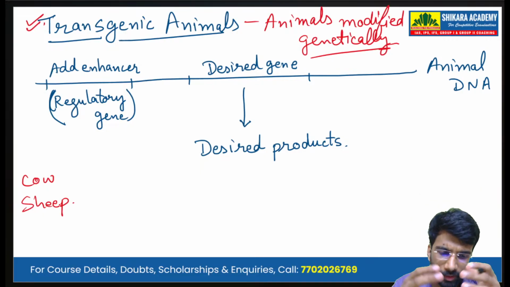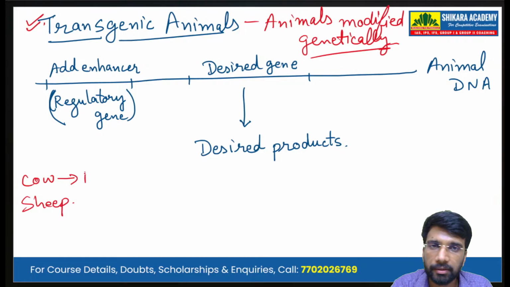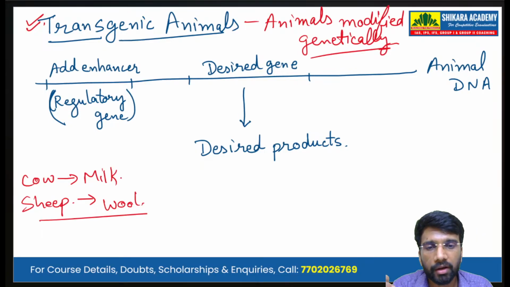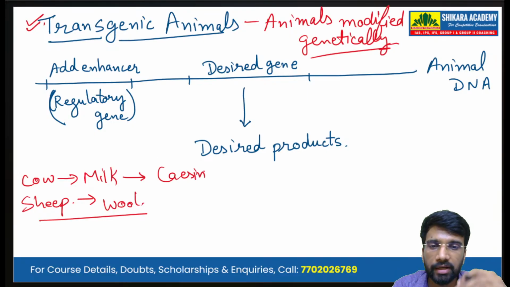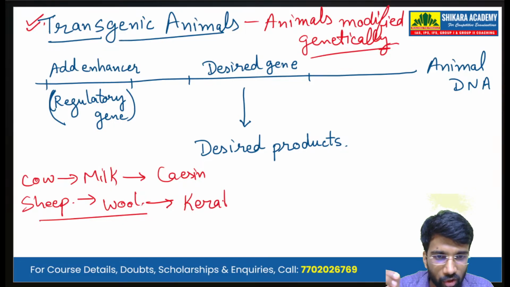From animals, we get certain important products having economic value. Cow gives us milk, sheep gives us wool. Now, in milk, there is a prominent protein known as the casein protein. If the casein protein is higher, then the milk production from the cow will be higher. And the wool is made up of a protein called keratin.